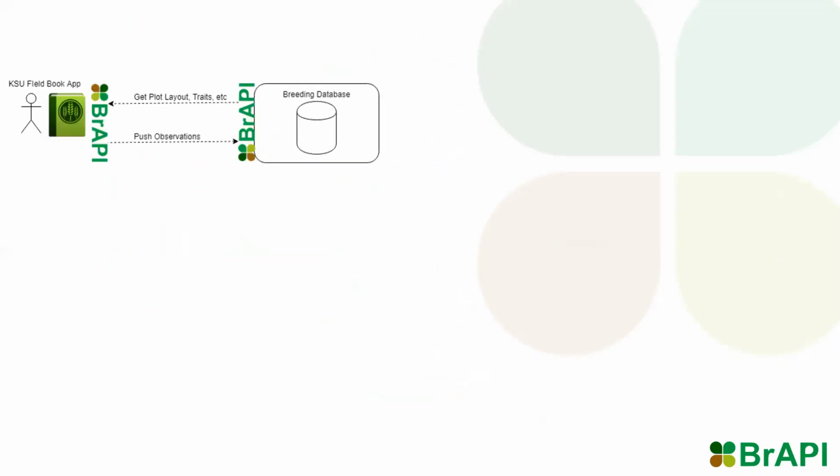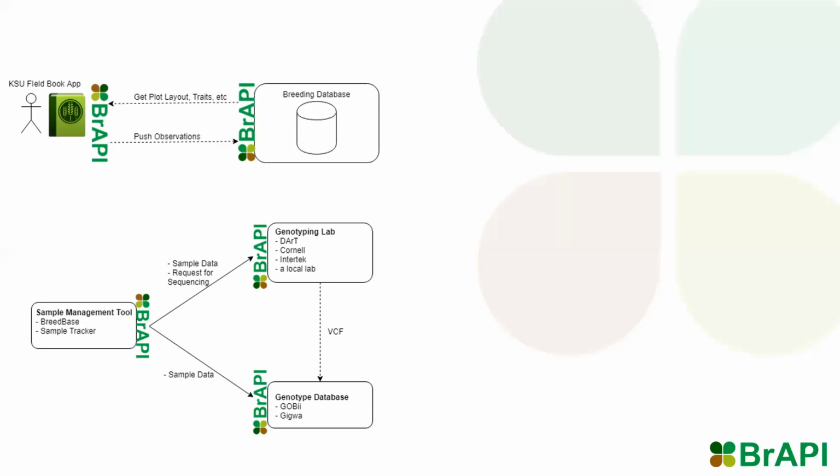BrAPI is being used to solve many different use cases by many different groups around the world. Here are a few examples being actively developed within the BrAPI community. With mobile data collection apps, like the KSU Fieldbook, we can download plot layouts and traits directly from a BrAPI-compatible database into a field device. Then, when data collection in the field is finished, we can upload observation data back into that database.